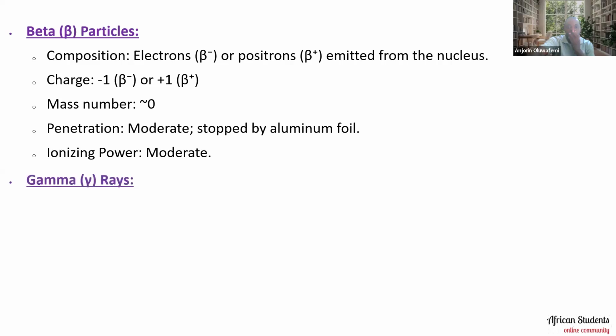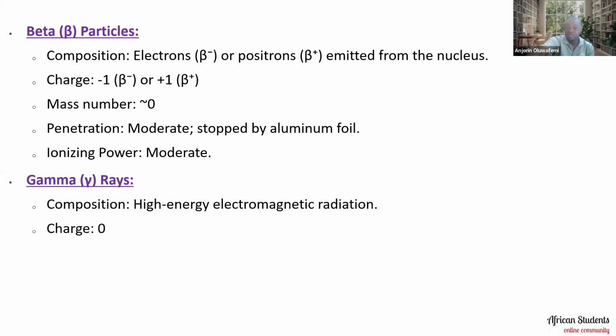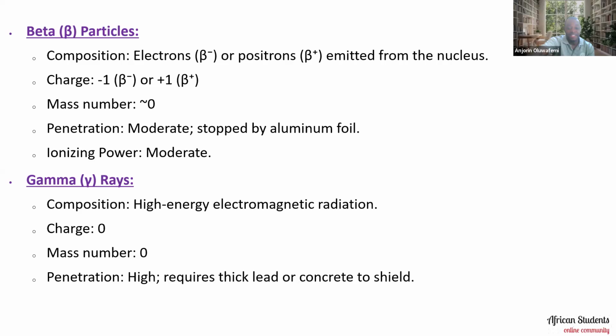The next one is gamma rays. Gamma rays are very, very high energy electromagnetic radiation. They have a charge of 0, a mass number of 0, and their penetration is high. It requires thick lead or concrete to shield them. So you don't play around gamma rays because they have high penetration.